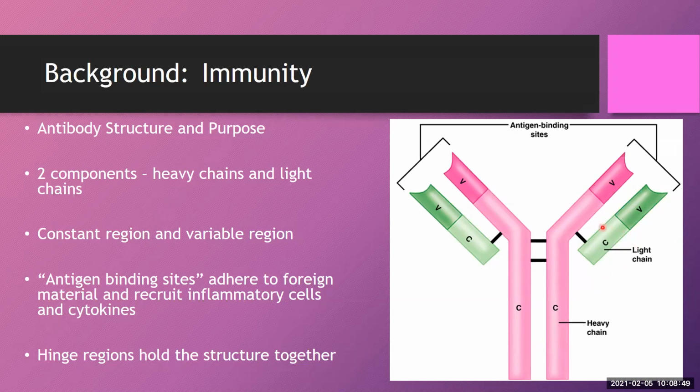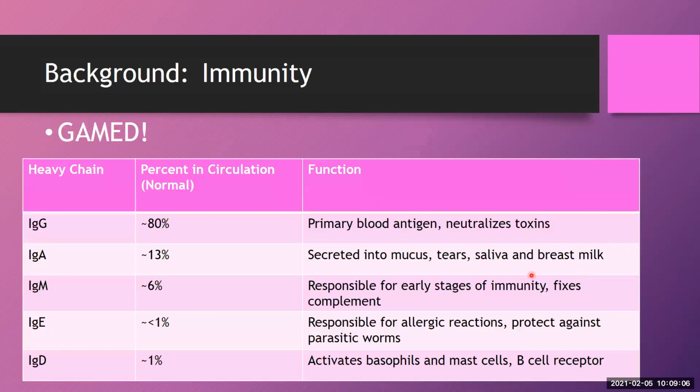These black bars in the middle are what are referred to as the hinge region of the antibody, which basically are complexes of chemicals that hold the antibody together. So the heavy chains, the light chains, the variable regions, the constant regions are all held together in this hinge region.